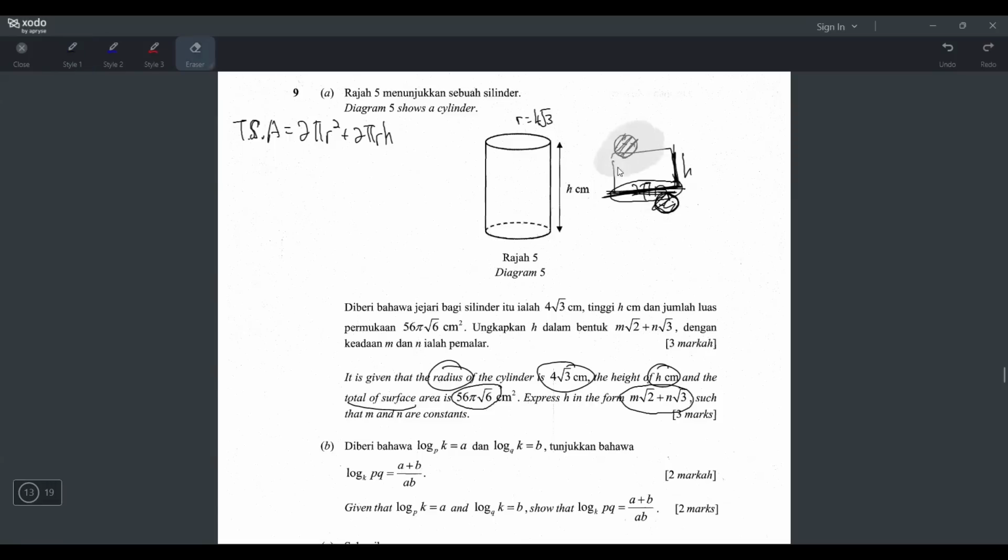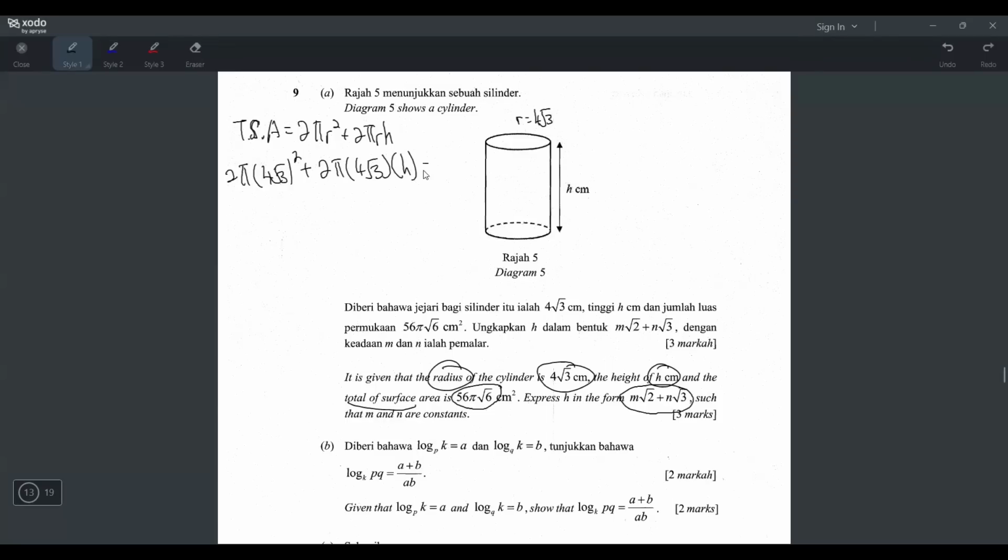But actually you don't have to understand all this. You just have to memorize. Just remember this. If you remember this, you can do it, right? So now it's time to substitute everything inside. 2 pi r square, so 2 pi r square. R is 4 square root 3, just put it in. Plus 2 pi rh, 2 pi r, put in 4 square root 3. The height is h, there's no value for h, because we want to find it. The h we want to find, that's why it's not given.